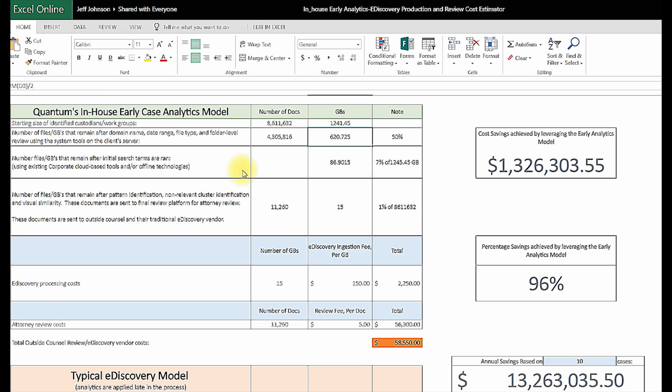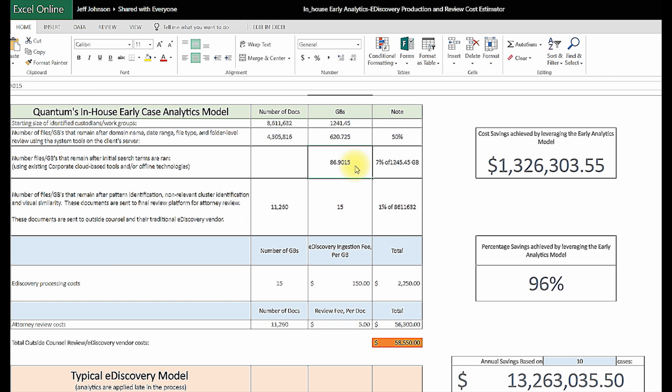And then we run an initial set of key terms. Our rule of thumb over the last decade or so has been, and it's borne out pretty consistently, that when you run key terms, you get the data down about 93% to about 7% of the original size. And so this 86 gigabyte total here reflects that. So now we're sitting at around 86 gigabytes, and under the in-house early case analytics model, the data is still sitting in-house.